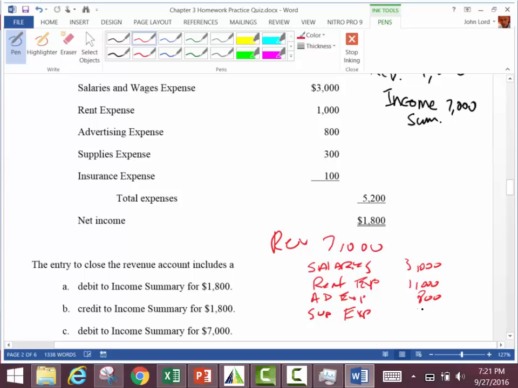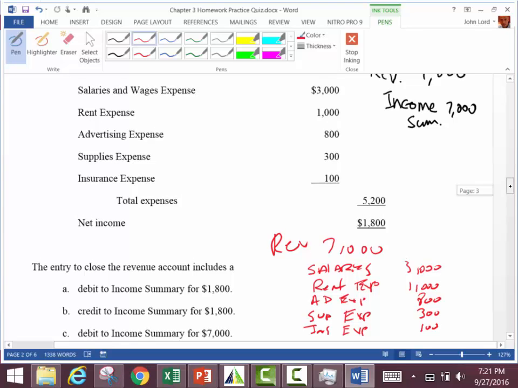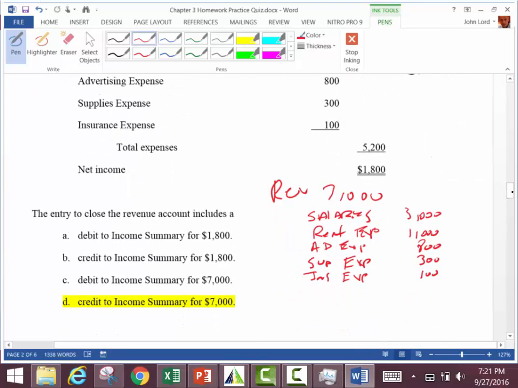Because I want to close that, don't I? And then insurance expense. Did we do this one before? I'm having a flashback. Insurance expense of what? 100. Now the total of all those credits so far is what? 5,200, just peeking up there. So I need another credit, don't I? Of what? 1,800. That credit of 1,800 goes to income summary, doesn't it?